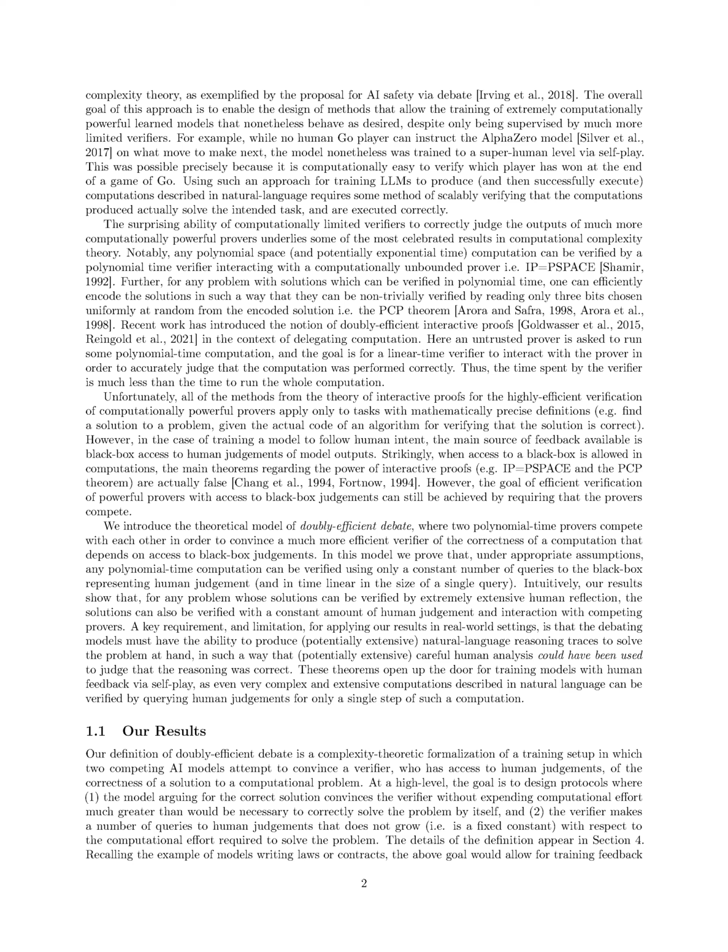The theoretical model of doubly-efficient debate is introduced, where 2 competing provers use black box human judgments to convince a verifier of the correctness of a computation. This model allows for the verification of complex computations using only a constant number of queries to human judgment.